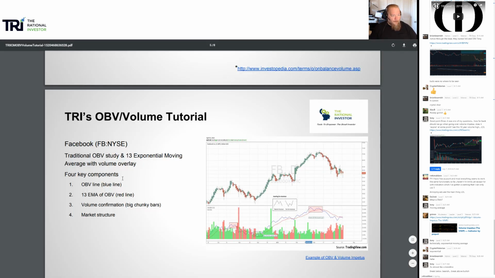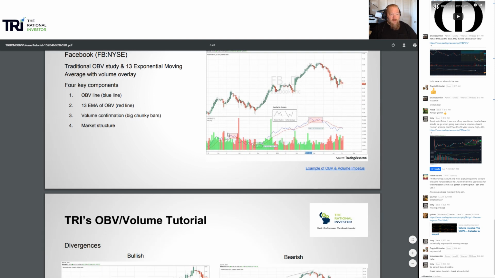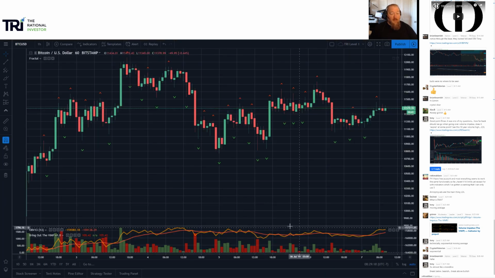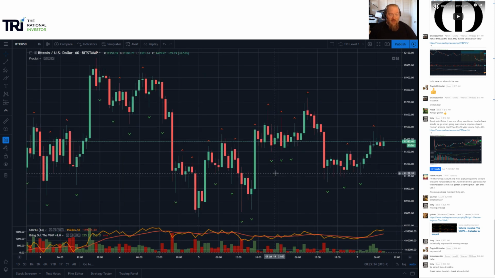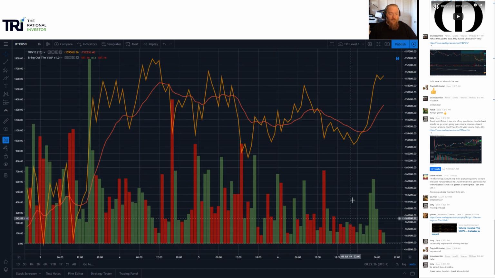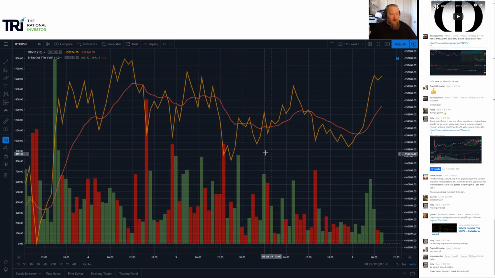What we want is to see market structure in OBV. So that's our signal line, the orange line here for me. We want to see that crossing the EMA, which is the red line. And then the last piece of confirmation we want is this concept of volume impetus. What we're looking for here is, there we go, we want to see 3 successively lower highs in whatever camp we're reversing out of.